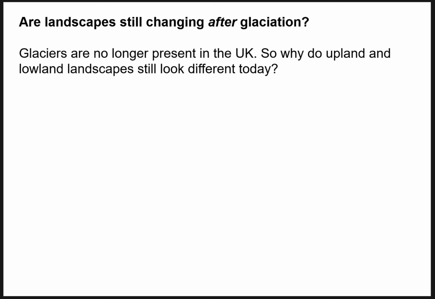So this is one of my favourite questions. The glaciers, as we know, disappeared from Britain thousands of years ago. So, why haven't the uplands become flat? Why haven't lowlands suddenly become mountainous? Pause the video and see if you can explain that.